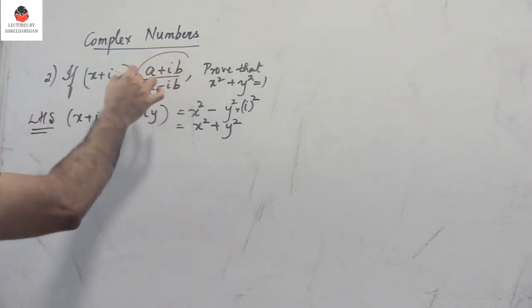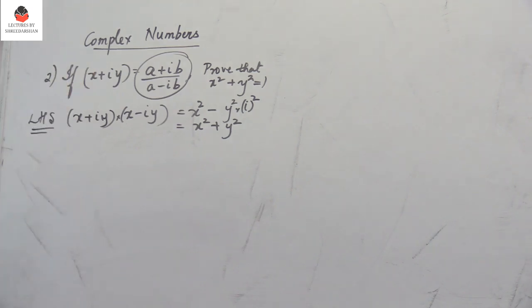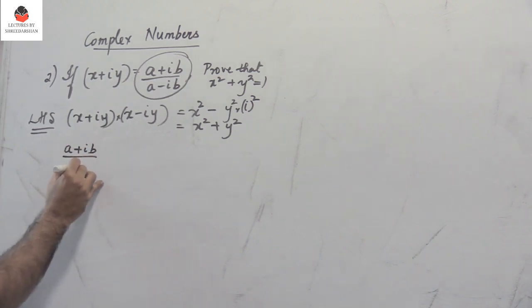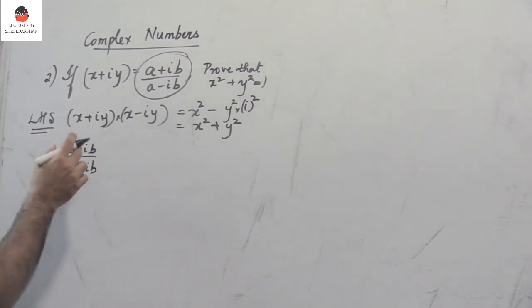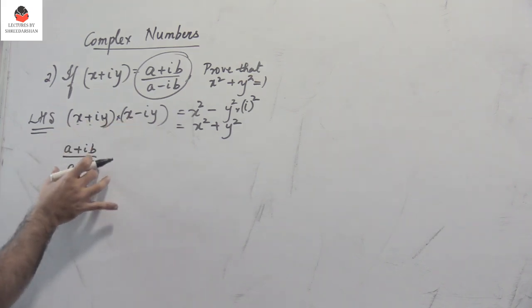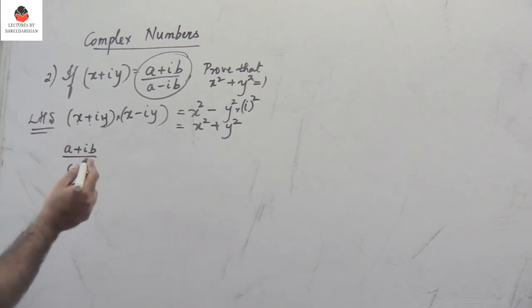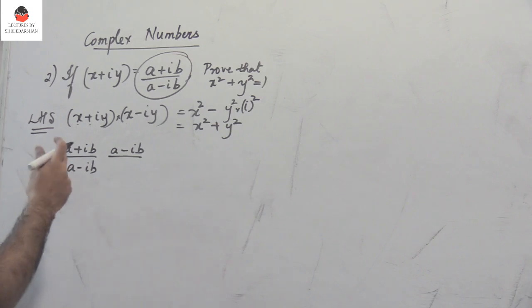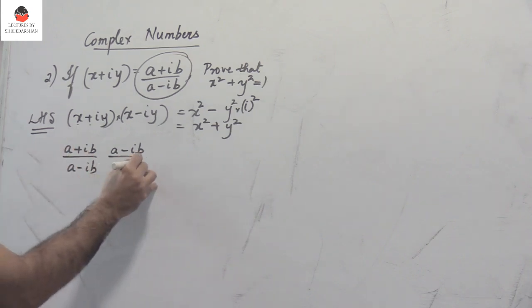So I need to take the RHS, consider the RHS and show that this is equal to 1. So I have (a + ib) divided by (a - ib). This is x + iy. Now what is x - iy? I have to take its conjugate. Conjugate of a + ib is a - ib and conjugate of a - ib is a + ib.